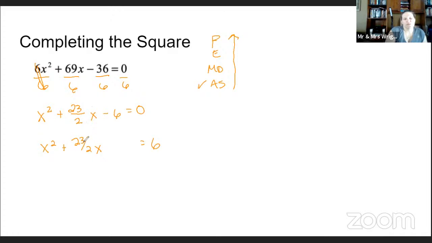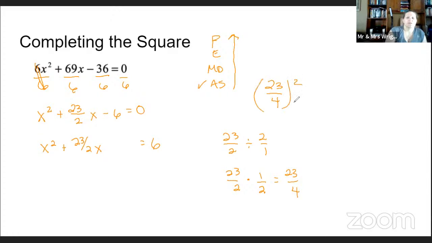All right. So how do I divide 23 over 2 by 2? Well, essentially, you're just going to multiply the denominator by 2. So you would have 23 over 4. Let's see how that works. 23 over 2 divided by 2 over 1. Well, you keep, switch, flip: 23 over 2 times 1 over 2. So that is 23 over 4. Remember, when you're dividing, it's the same thing as multiplying by the reciprocal.